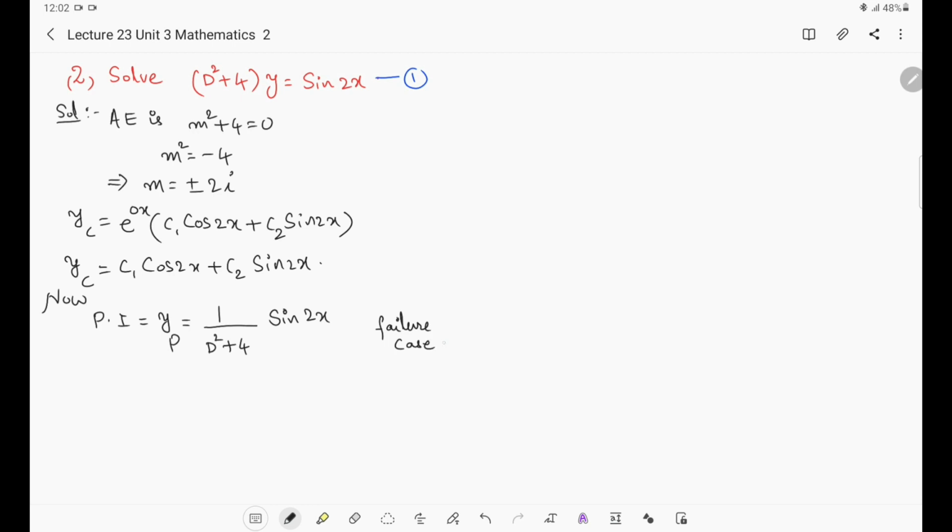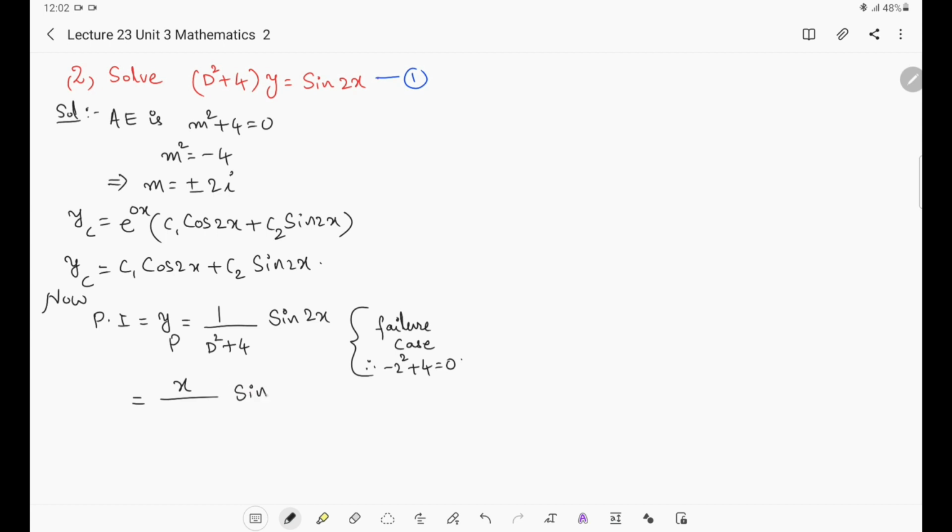Why is it a failure case? Since minus 2 square plus 4 is equal to 0. D square should be replaced with minus 2 square, which is minus 4, plus 4 becomes 0. So we are getting a failure case here, right? Then in the failure case, what do we have to do? We have to multiply the numerator with x and differentiate the denominator.